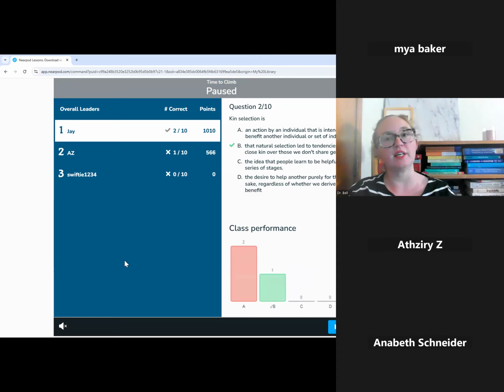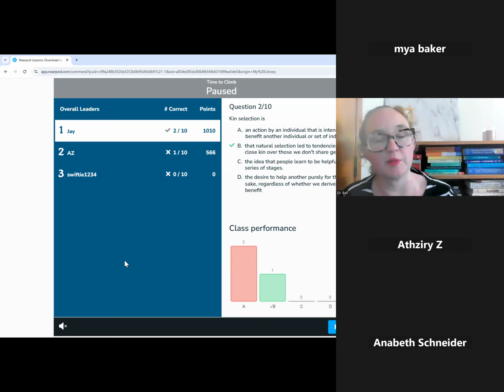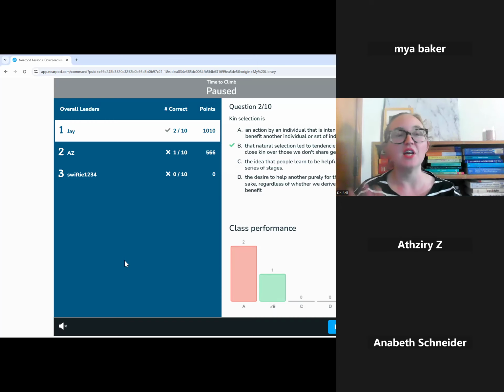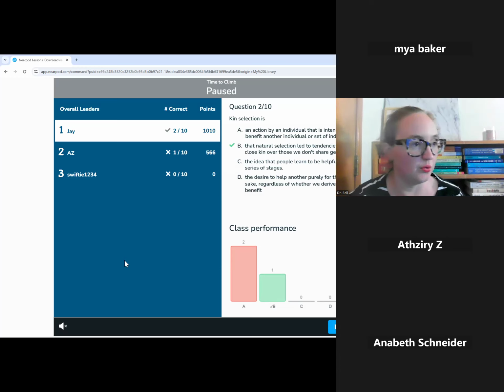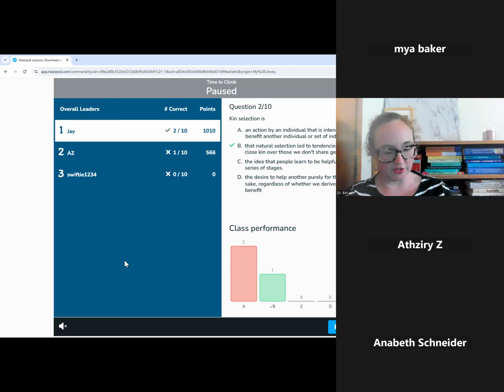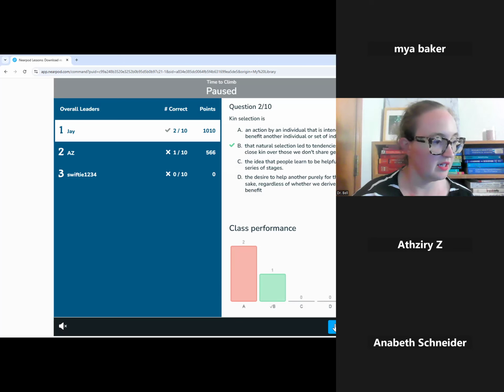So, kin selection is when you want to help your family more than just random individuals, like answer A. And you want to help your family more during kin selection because they will help you pass along your family genes and promote the survival of the genes that are related to you. The other answers are kind of random. But yeah, with kin selection, just think about your kin as your family, and your family is who you want to help.